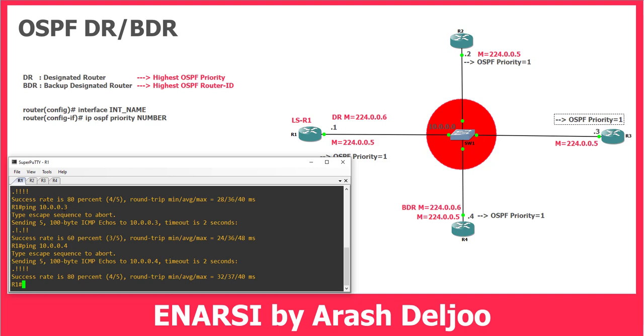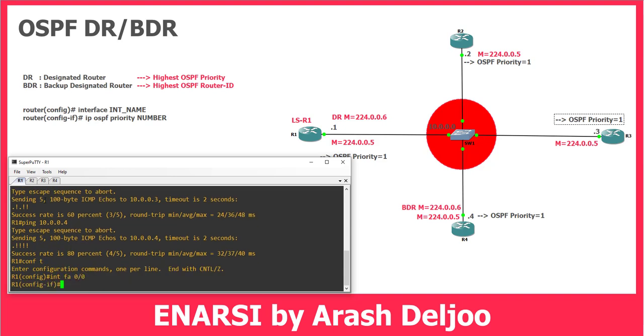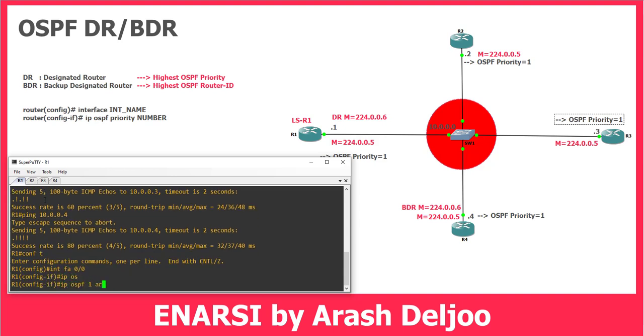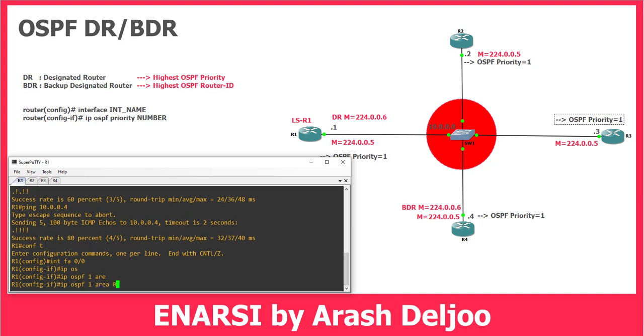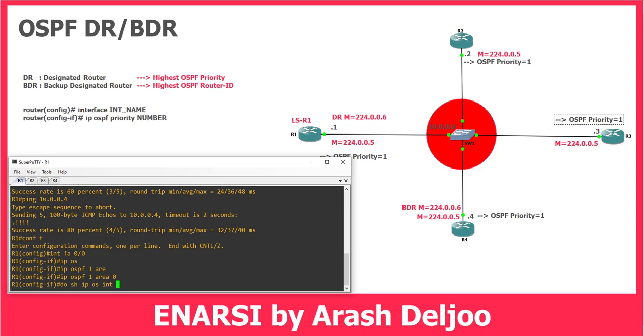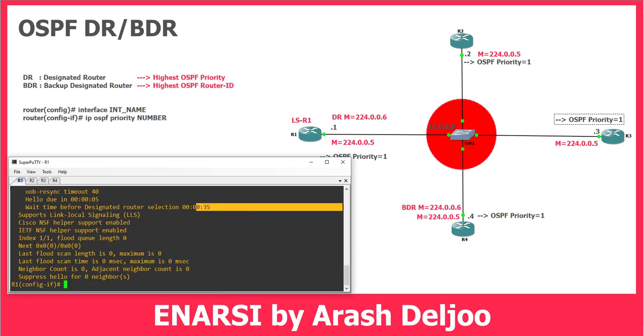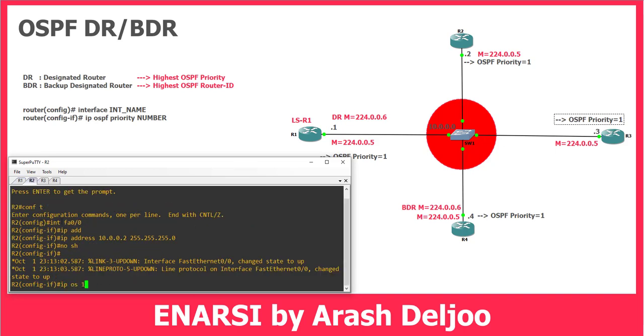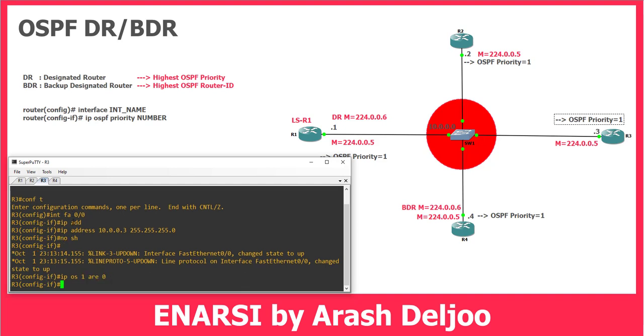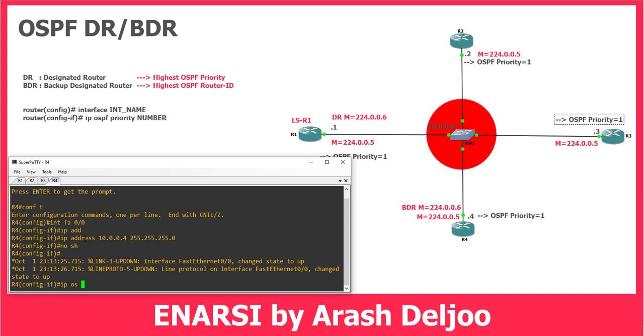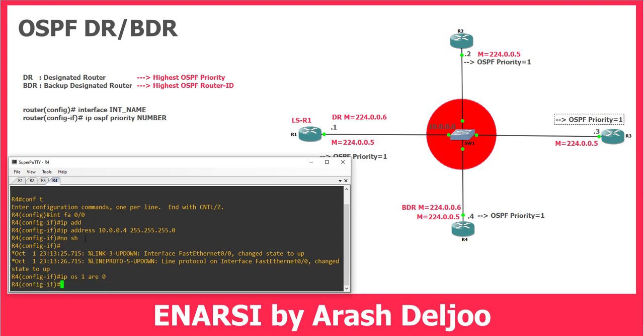For example, in R1, on interface FastEthernet 0/0, I'm going to configure ip ospf 1 area 0. That's it. After this configuration, if you check do show ip ospf interface FastEthernet 0/0, you can see that we are waiting. Wait time before designated router selection, and we should wait about 40 seconds. As you can see, 35 seconds is remaining. Let me configure router 2: ip ospf 1 area 0. Then router 3, as you can see, the neighborship doesn't establish. After that, ip ospf 1 area 0 in router 3, and also in router 4, ip ospf 1 area 0. We should wait about 40 seconds.